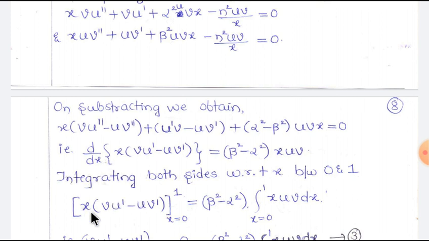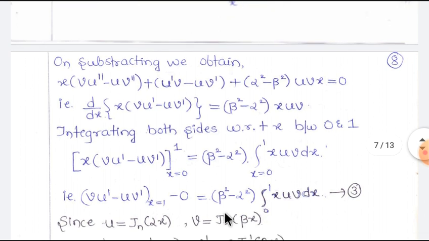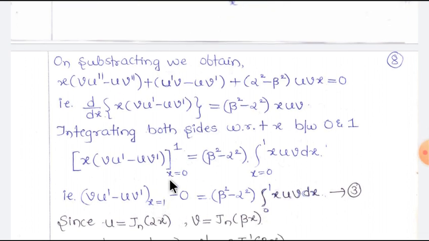The remaining term is x (v u' - u v') with x from 0 to 1, which is equal to (beta^2 - alpha^2) times the integral from 0 to 1, because we integrate both sides with respect to x between the limits 0 and 1. So take the integral of x u v dx. Then substitute the upper limit.